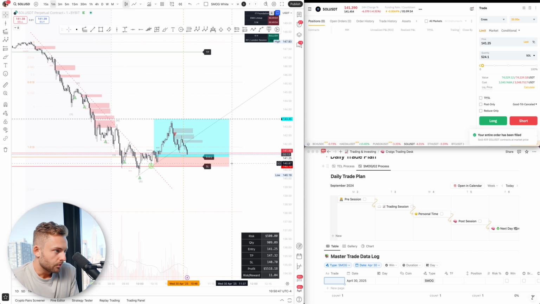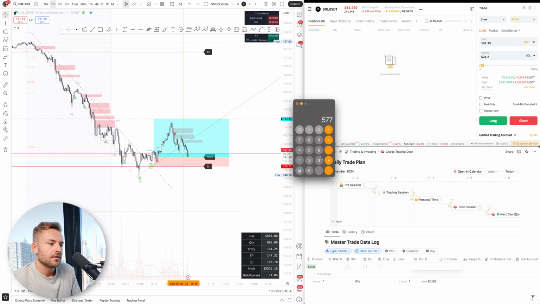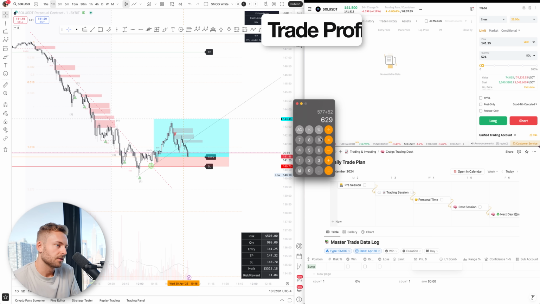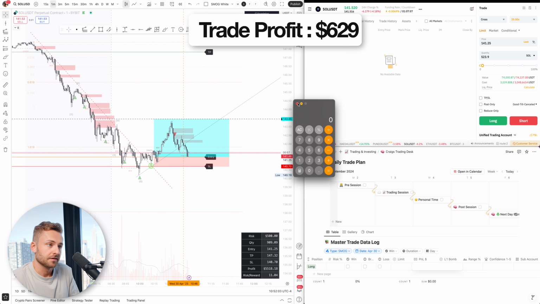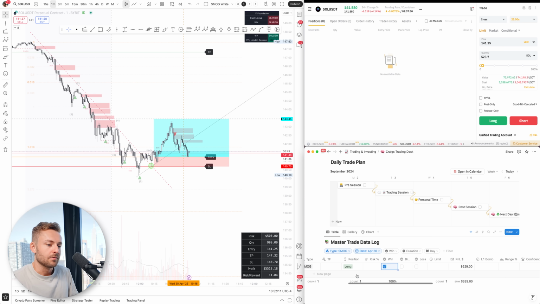So we're out of that trade now. We locked in another $135, $577 plus only $52 on this second fill, which brought us up to $629 on this trade. So it's not terrible, but it's not great, but it is a win to start the day. So I'm gonna finish logging this trade, eat some breakfast, and wait for trade number 2.